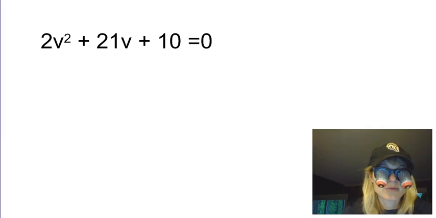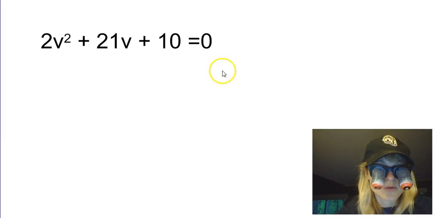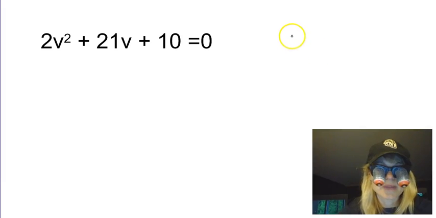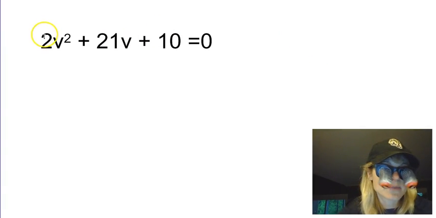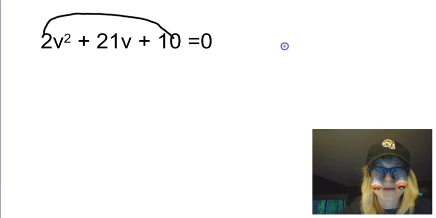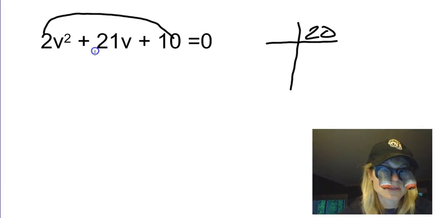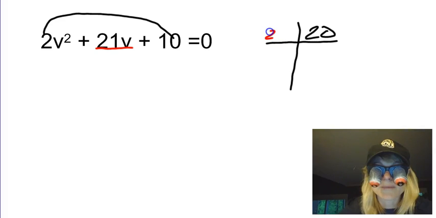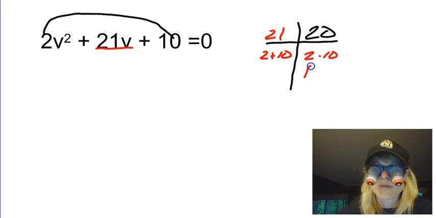Okay, so we got a fresh problem here. I'm going to ignore this equals 0 for right now. And just like we said, our first step is to multiply these two together. So that's going to give me 20. And it's going to have to add to my middle term here, which is 21. And I see that's pretty easy. I multiplied 2 times 10 to get 20, but 2 plus 10 does not give me 21, so that's not it. 1 times 20 gives me 20, and 1 plus 20 gives me 21, so I know this is it.